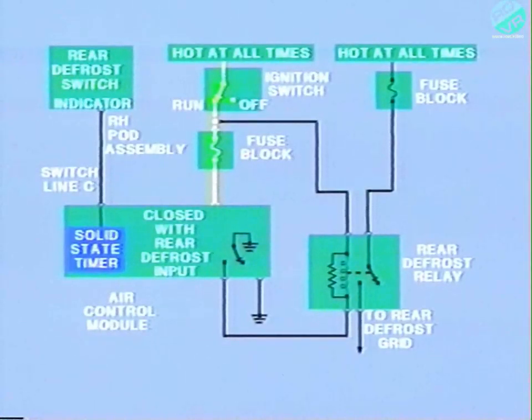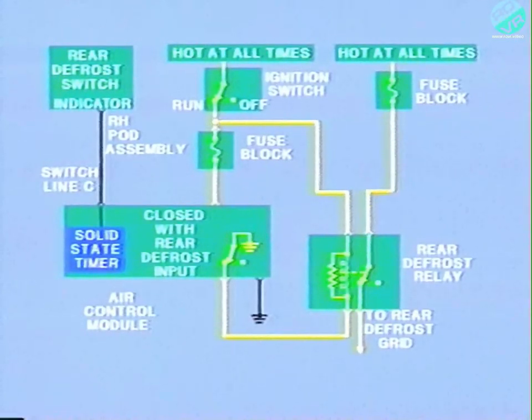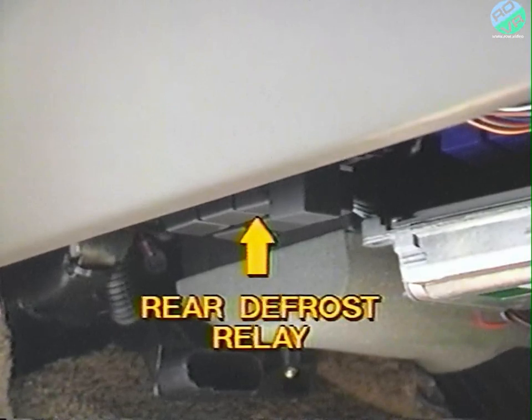When the ACM receives a signal that the rear defrost switch has been pushed, it completes the ground for the rear defrost relay, sending current to the rear defrost grid. A timer on the air control module limits the ground to 10 minutes on the first activation and 5 minutes on the second. The rear defrost relay is located on the bottom right side of the instrument panel.